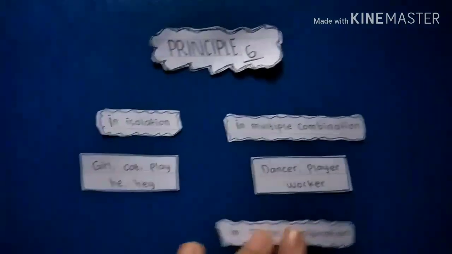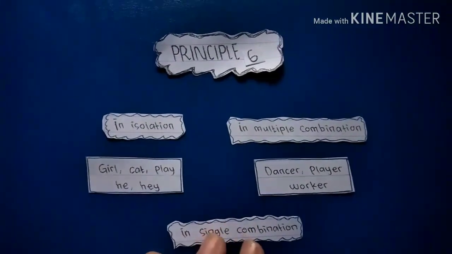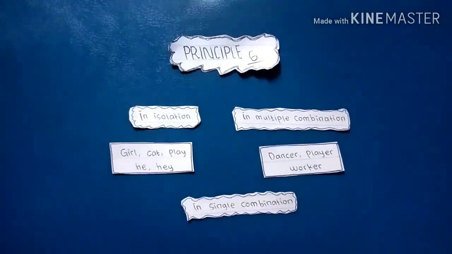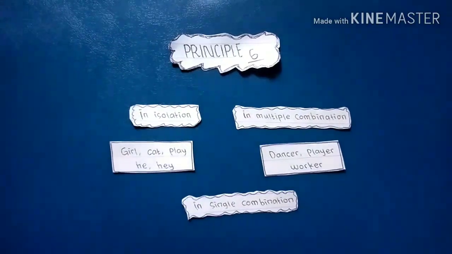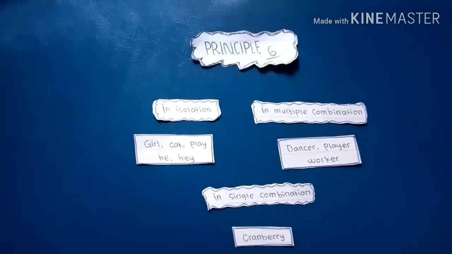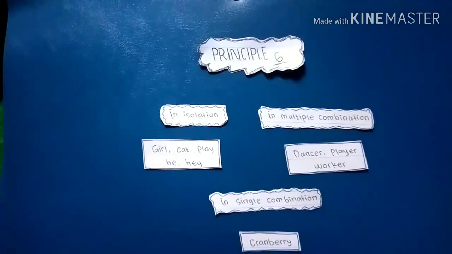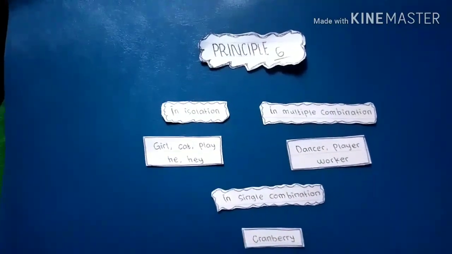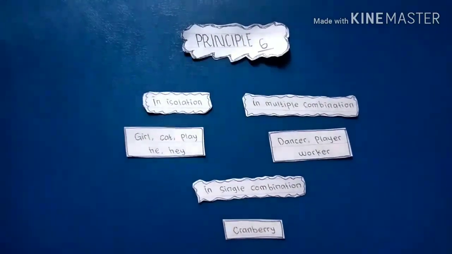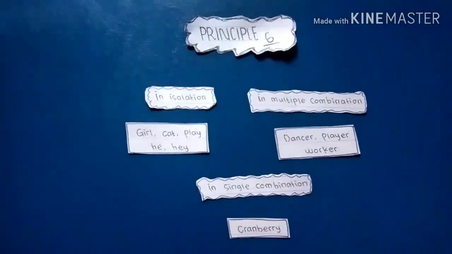And then the last one is in single combination. Condition 3 permits us to isolate the morpheme cran in cranberry. Cran occurs just in this single combination, so if cran is not paired with berry, then it is not a morpheme.